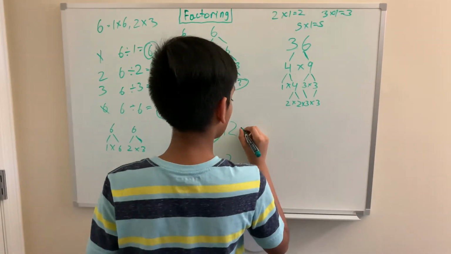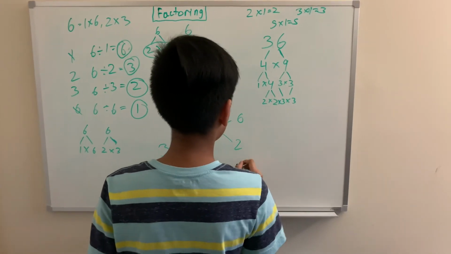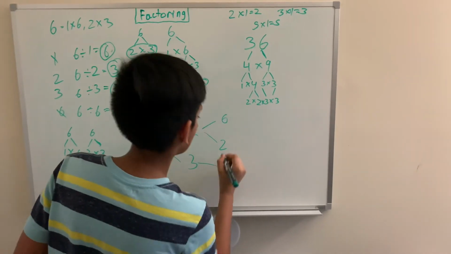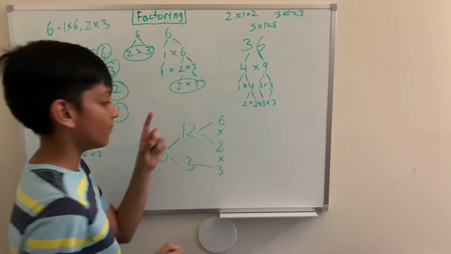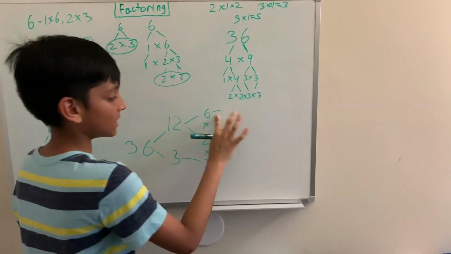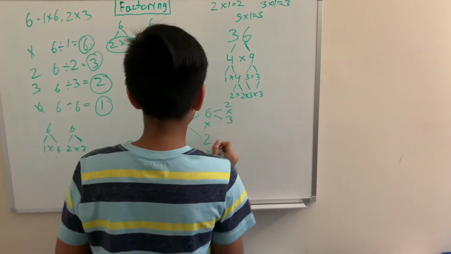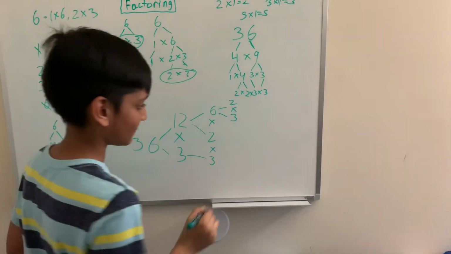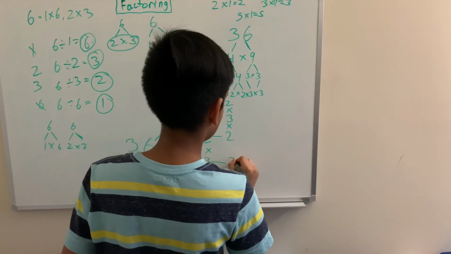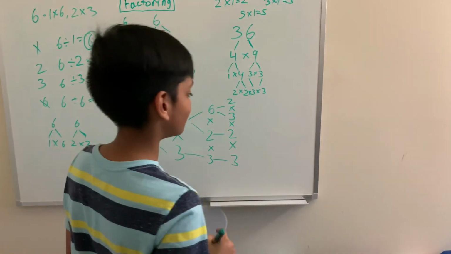And then 12, you become 6 and 2. 2 is a prime number. We can bring this 3 down here, and then multiply. But that 6, that still isn't prime. So what we'll have to do then is put it into 2 times 3. Okay, now we can bring this down, 2 times, and then we can bring this 3 down, and there we have it. 2 times 3 times 2 times 3.